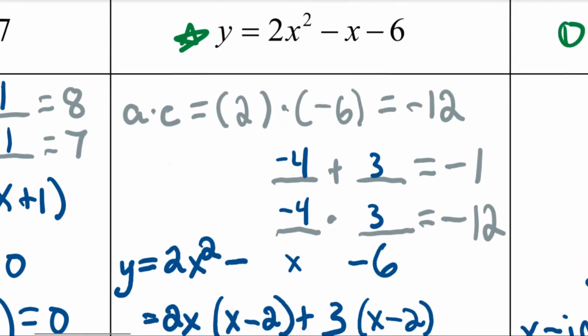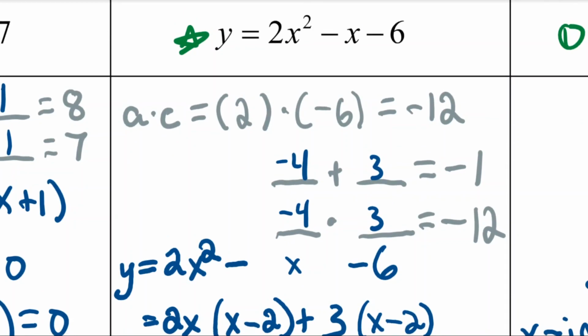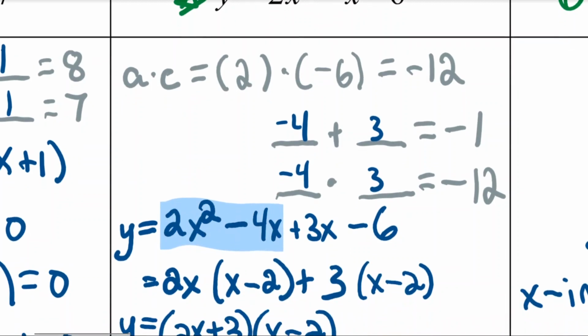All right, so this works a little differently than last time, but we need to now look at our original equation, so 2x squared minus 6. But instead of writing the -x, we're going to now replace -x with these two values we found. We're going to go -4x plus 3x, which is equivalent. -4x plus 3x is -x. Now we can factor by grouping. We can look at the first two terms and factor a 2x here. So we get 2x times x minus 2. And then we can focus on the second two terms, find the GCF of that, which is 3. So 3 times x minus 2 is equivalent.